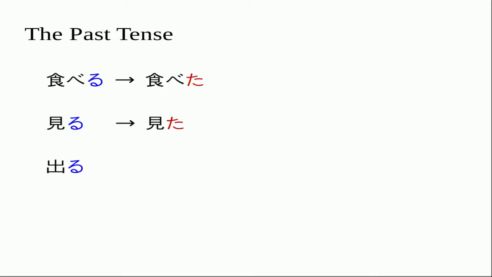For ru verbs, it's as simple as the nai form. You just replace the ru with ta. This is why it's called the ta form. So how that actually looks is that we have taberu, tabeta, ate; miru, as in look or see, mita, as in I saw; deru, to go out or exit, deta, I went out; iru, to exist for living things, ita, as in it existed. So it's as simple as that.